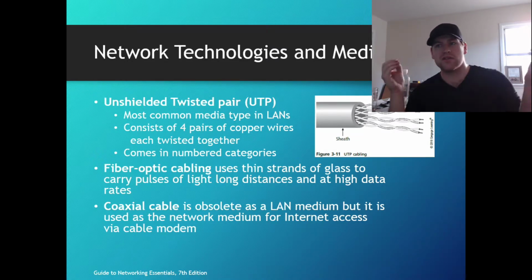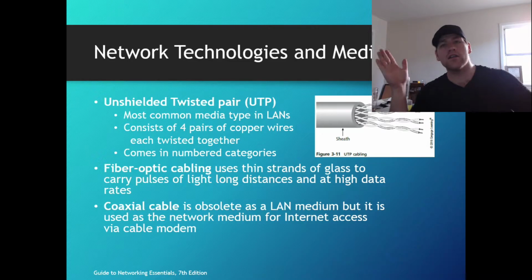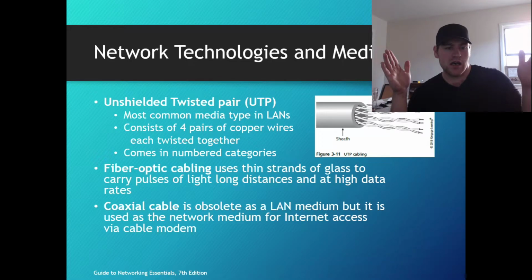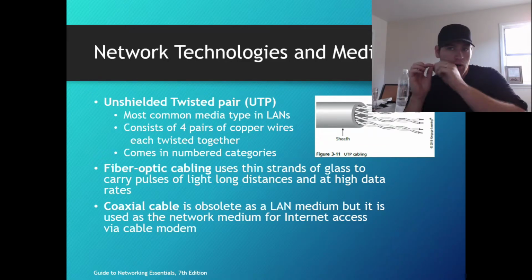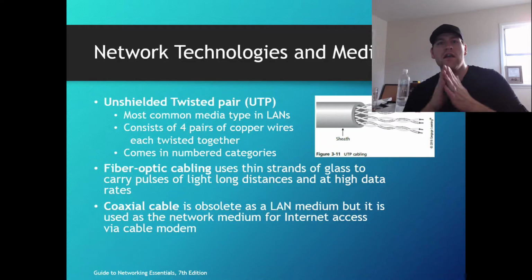So the whole point of the twists is to allow longer distances to be covered and at higher data rates, essentially. So you can go faster, you can put more of an electrical current into the wire at a higher rate, and it would prevent EMI from affecting wires across pairs.